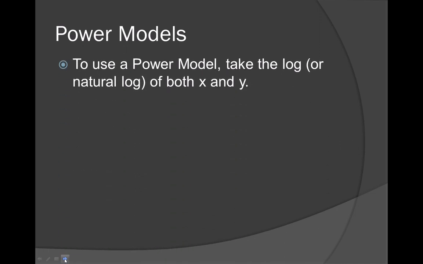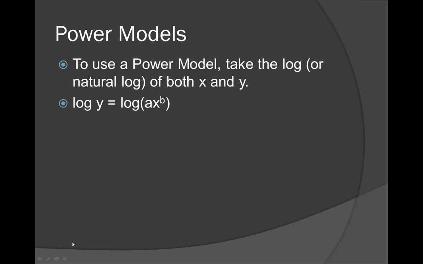All right, so to use a power model, take the log or natural log. Your College Board loves natural log. So that just changes things up. Instead of base 10, it's base e. But we're going to do it for both x and y and see if that doesn't get us to a linear relationship. So if you look at this, y equals a times x to the b.